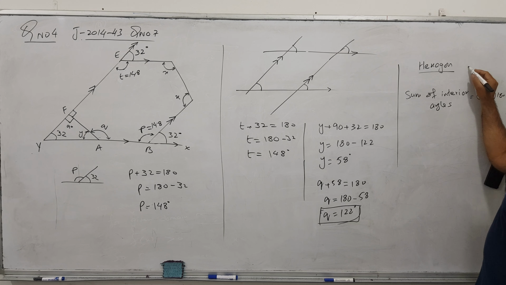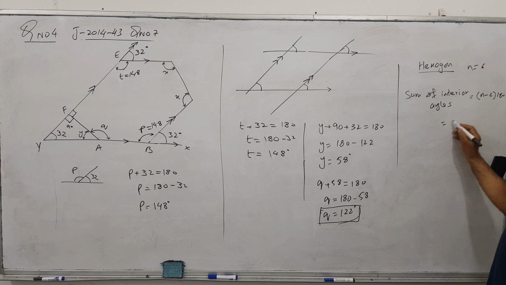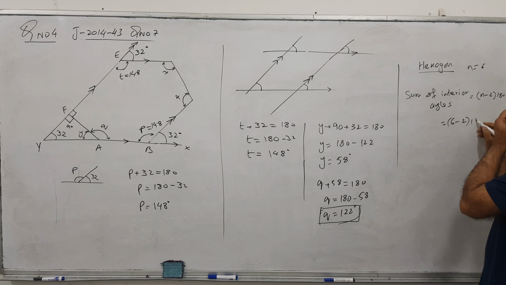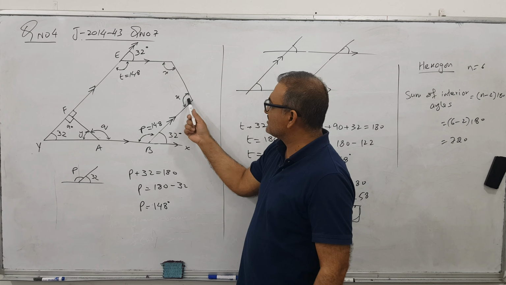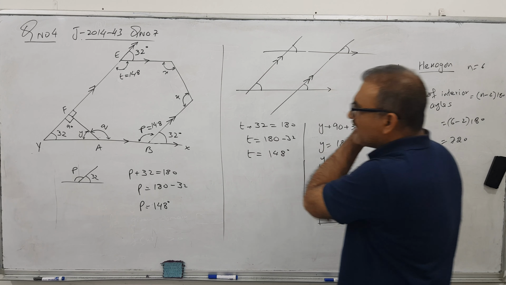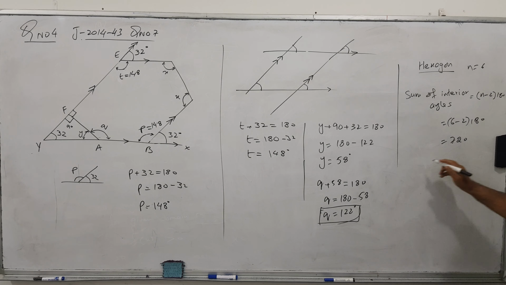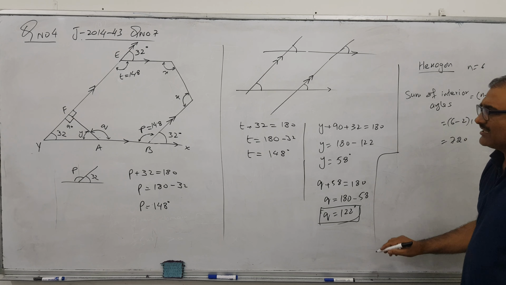So put 6 here, hexagon 6. When I put 6 here, 6 minus 2, I am getting 720. So 720 means this angle plus this plus the others give you all 720. So let's find. I think I can get close to my answer.